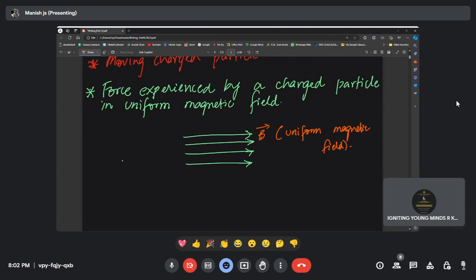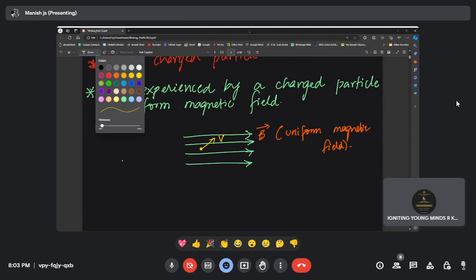That means the magnetic field strength is same everywhere. When you take now a charged particle, say it is moving with some velocity in this region of uniform magnetic field. Let us say there is a particle. I'm using a dot representation for the particle. So there is a particle here, moving with some velocity v, but in a random direction. I have taken a random direction.